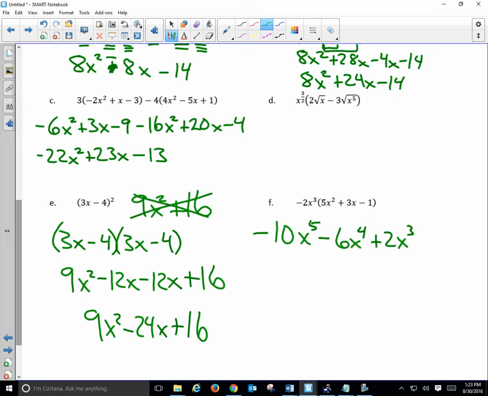I would switch the radical to the rational exponent. You can do it either way. It's fine. Any way you want to do it is fine. You can do both ways. It's amazing how something must have happened in an assignment last year that made you guys want to do that. I'm going to change it to x to the 3 halves times 2x to the 1 half minus 3x to the 5 halves.